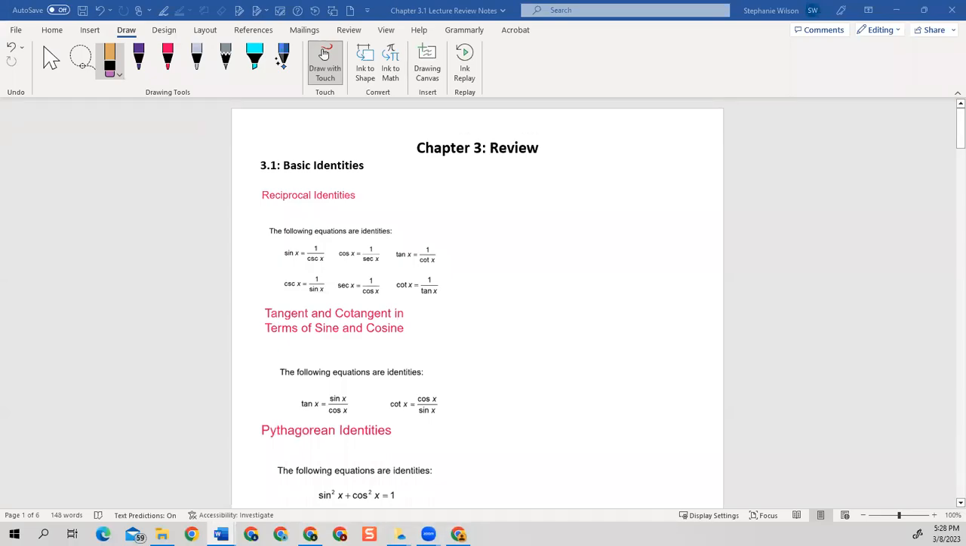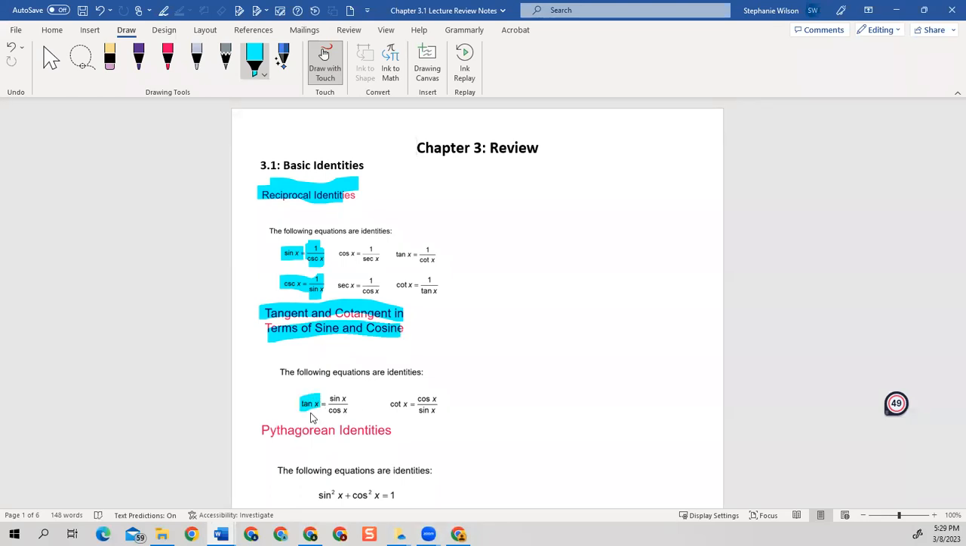Okay, section 3.1, we're going to talk about basic identities. On this first page, as you can see here, we have a list of formulas. We have the reciprocal identities, which makes sense because cosine of x is the reciprocal of secant, which means that secant is equal to 1 over cosine. And so on. Then we're going to talk about tangents and cotangents in terms of sine and cosine.